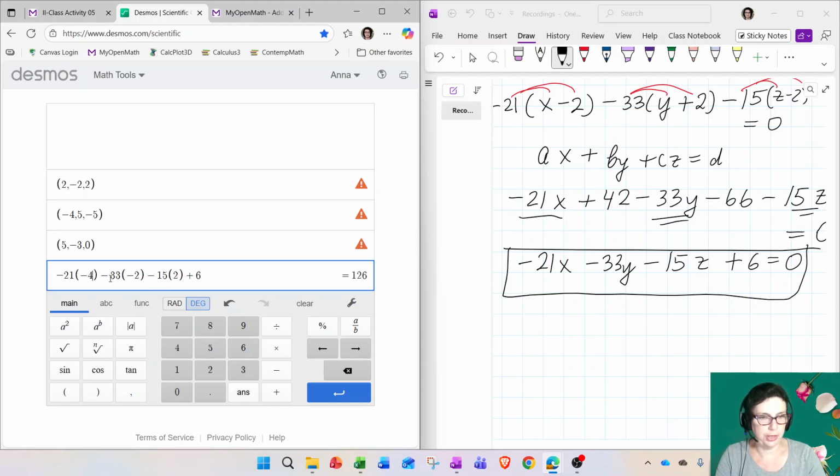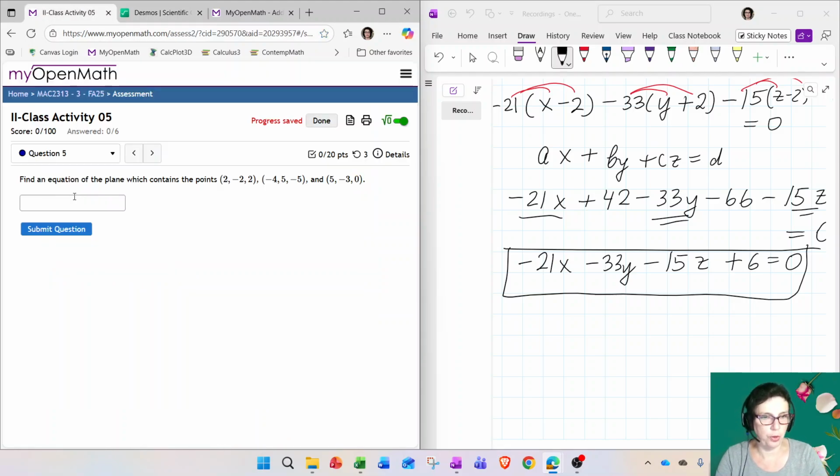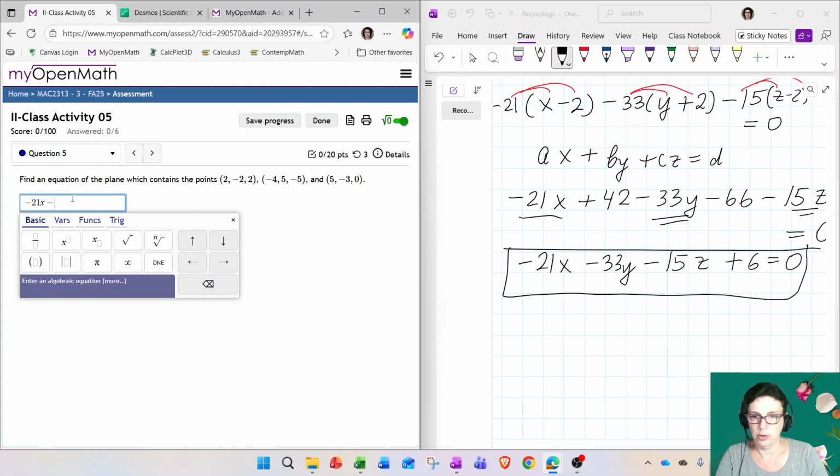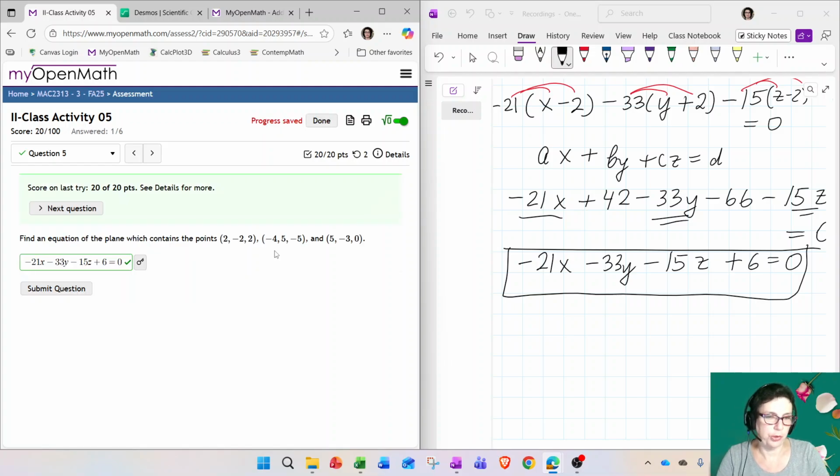Now I'm going to check the second point. So plug in the coordinates of that one. I also get 0. And finally, I check the last point. And I also get 0. So that means I 100% know that I'm correct. So they can't tell me I am wrong. By the way, you could have divided the whole thing by 3. That will also give you the right answer.